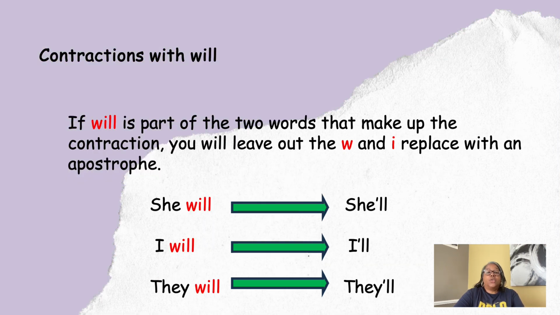When using contractions with the word will, if will is part of the two words that make up the contraction, you will leave out the W and I and replace them with an apostrophe. Look at the examples. She will, I will, and they will.